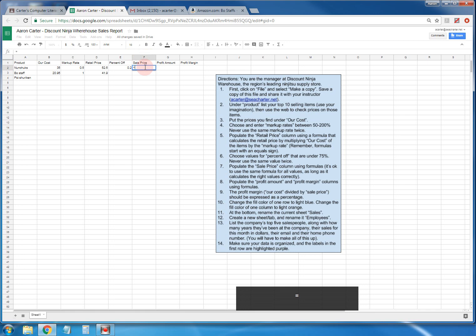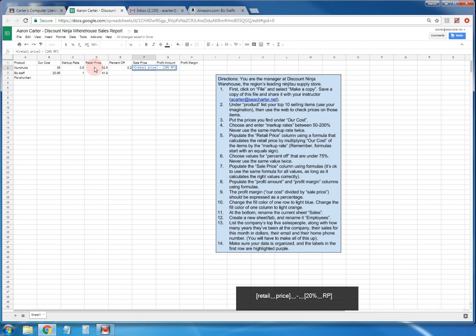The sale price is going to be the retail price minus, let me type this in here, retail price minus 20% of the retail price, right? Minus 20% of the retail price. I'm just going to put RP there because I'm lazy.